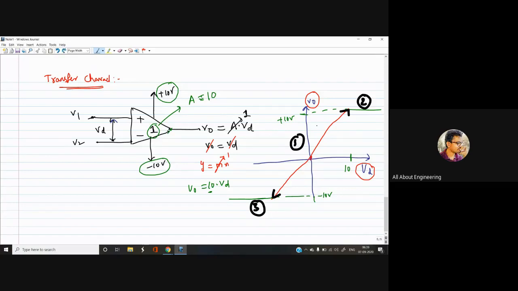The characteristics would be like this, because the slope increased, right? Here the slope is 1, but here the slope is 10. Now again, after reaching 10, it will saturate. So these characteristics are for gain equal to 10, and these characteristics are for gain equal to 1.